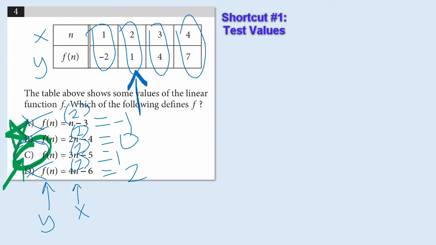So that's the strategy of testing values and using whether or not they work in the equations as a strategy for eliminating incorrect choices.